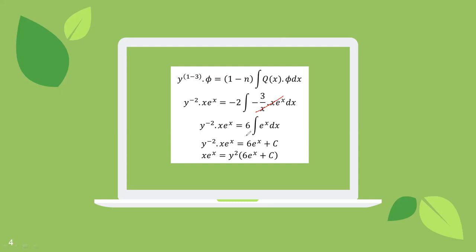So this is your integral already. The left side would simply be now x e raised to x if this y raised to negative 2 is transferred here on the other side through cross multiplication. Now, any questions so far?